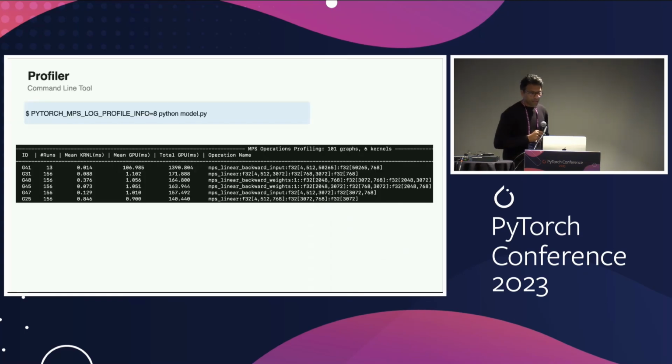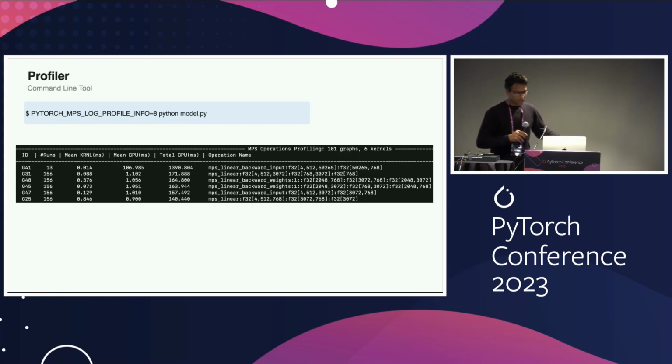Just as an aside, for developers who would like to quickly look at which operations the application is spending most time in, we also have a facility of a command line tool. As shown, using an environment variable, you can dump out information about each layer, such as the data types, shapes, and GPU time, and it allows you to introspect your application quickly.